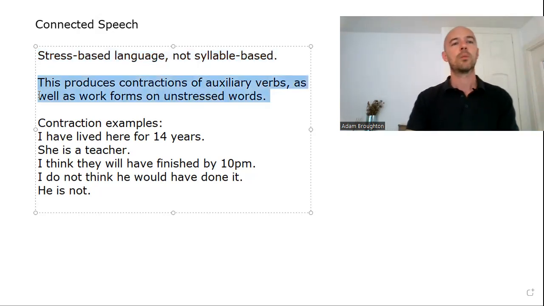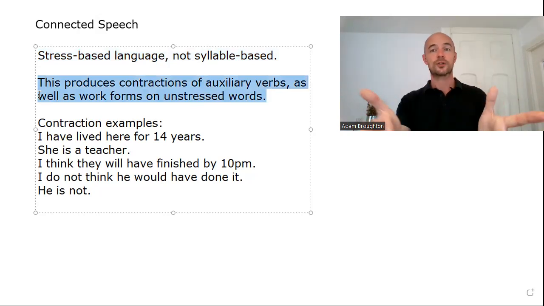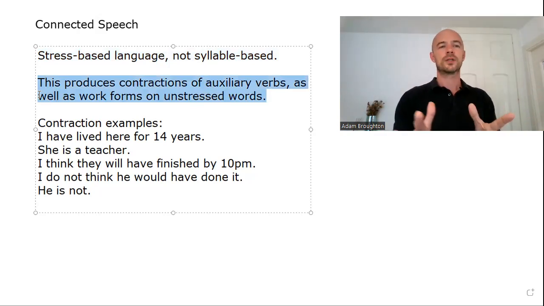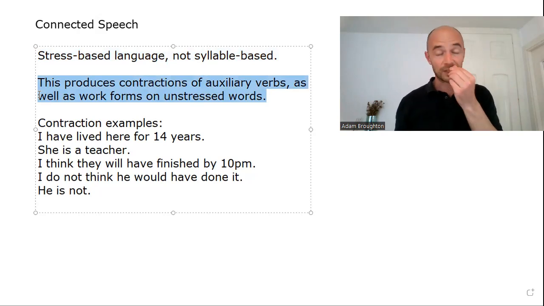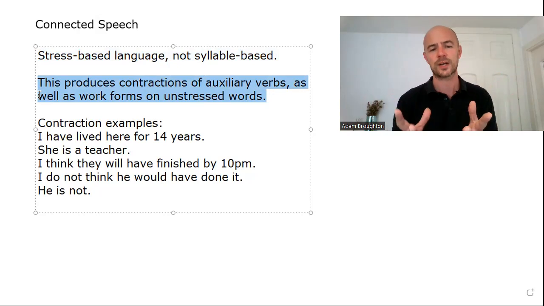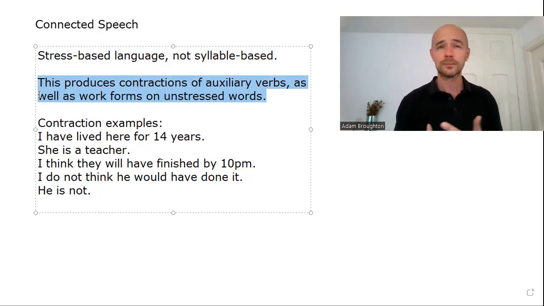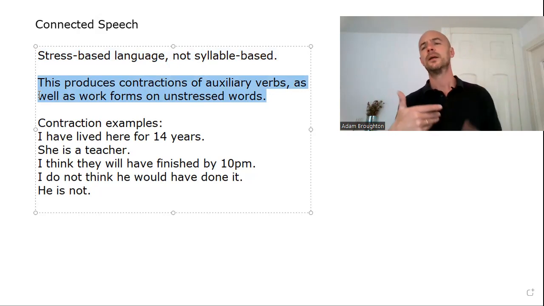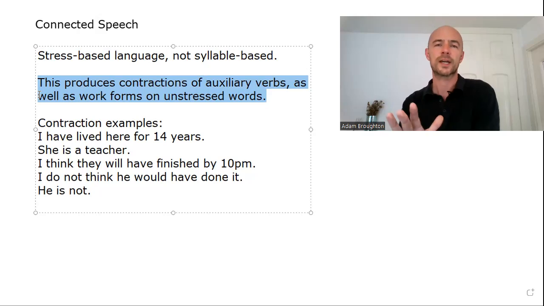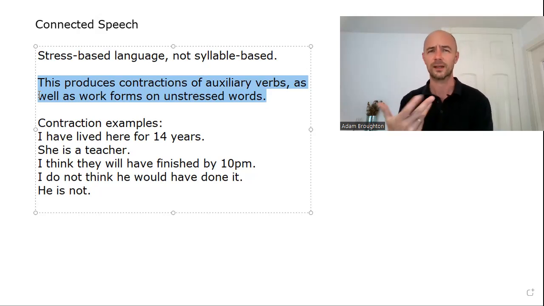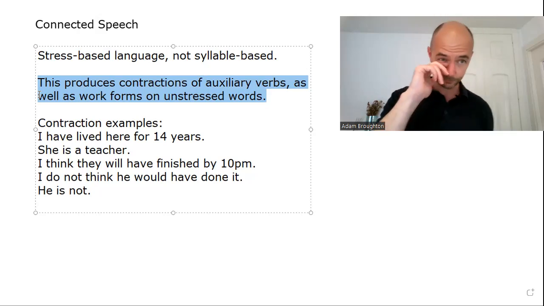What happens is that this produces contractions of typically auxiliary verbs, but you will see other things being contracted, like "wanna." "Wanna" is a classic contraction. Also "gonna," things like that. They're useful to understand, but I wouldn't recommend you use them unless you have excellent pronunciation. Otherwise, they can sound a little bit strange from non-native speakers.